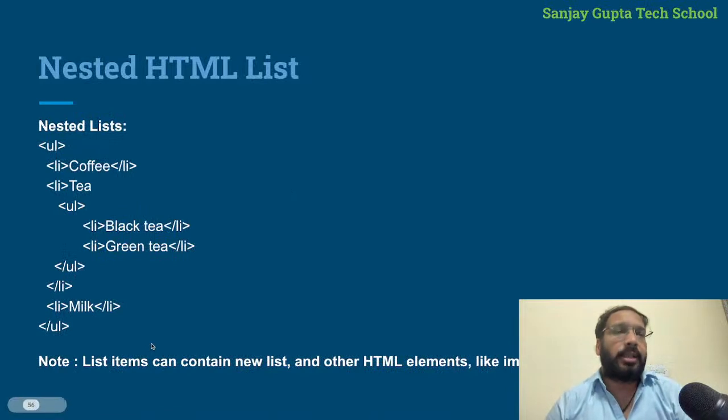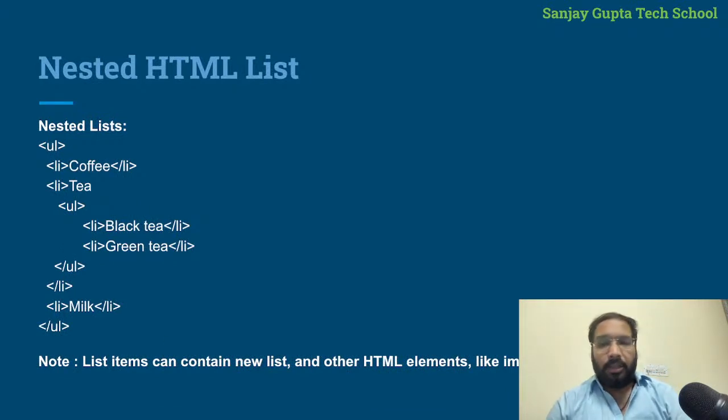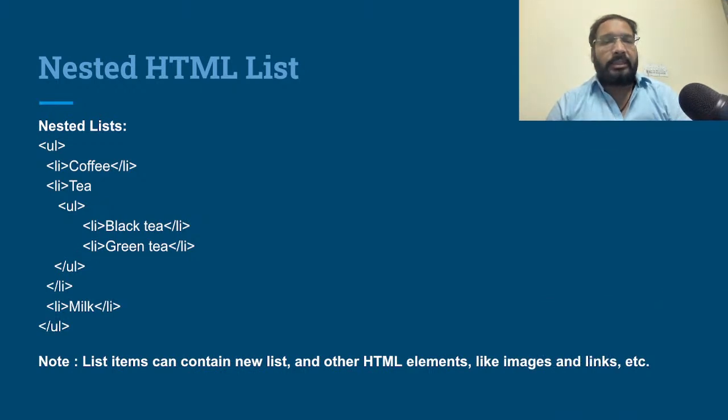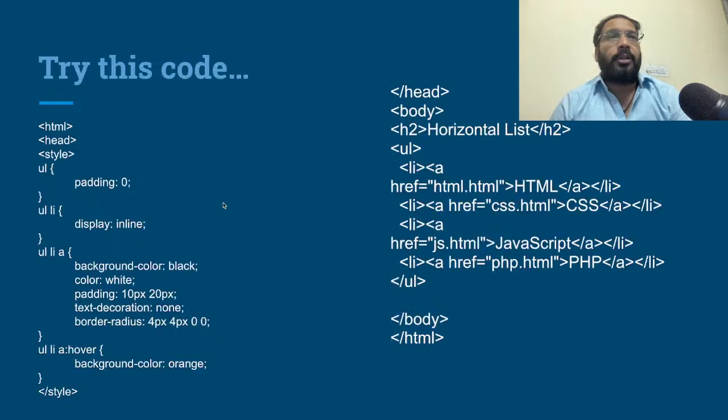So in list, if you read the note, it says list items can contain new lists and other HTML elements like images and links as well. Yesterday I demoed how in a table under TD you can use images and links. Similarly, here under list item, you can use hyperlinks or images. I'm going to show you that with the help of the next example.